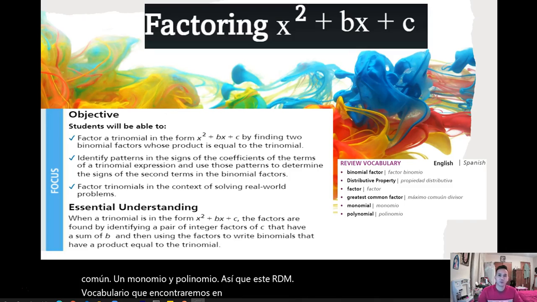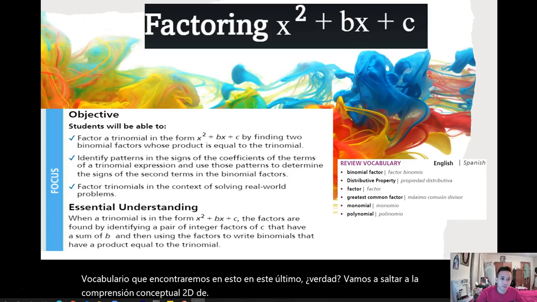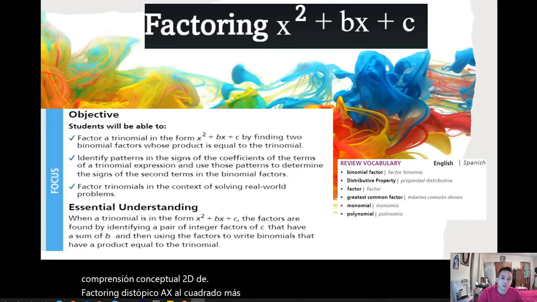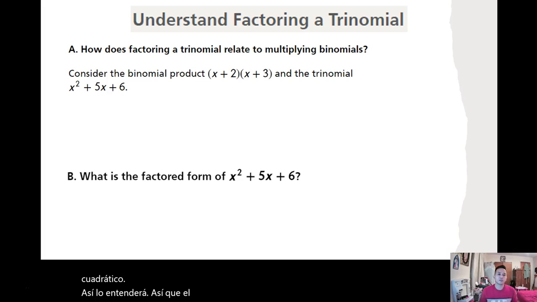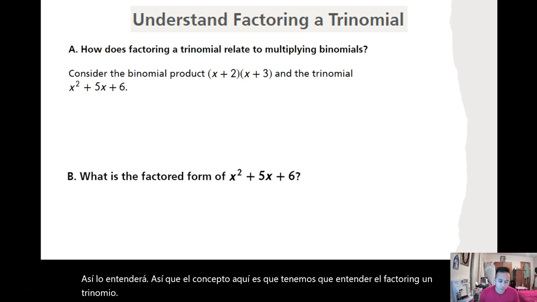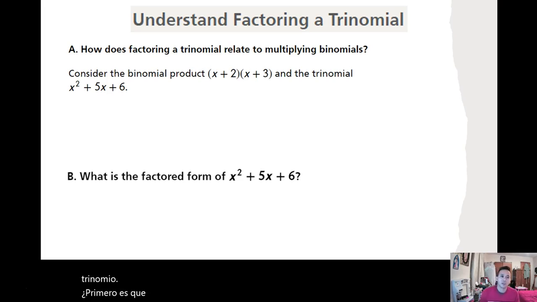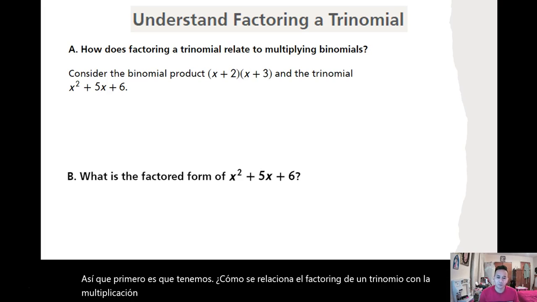All right, let's jump into the conceptual understanding of this topic, factoring x squared plus bx plus c, which is an example of a trinomial and it's quadratic. So the concept here is we have to understand factoring a trinomial. First, how does factoring a trinomial relate to multiplying binomials?